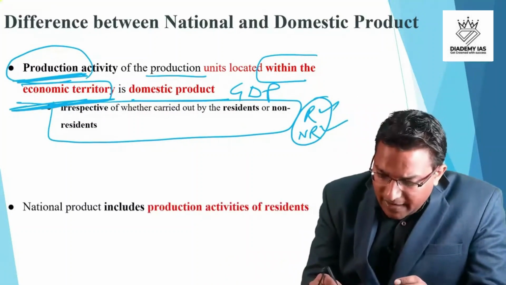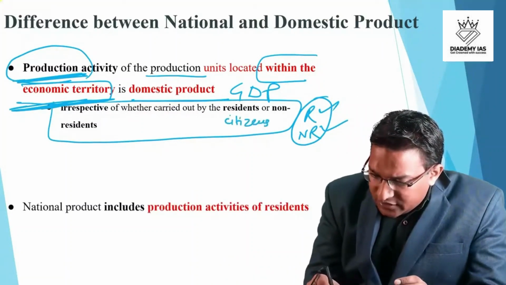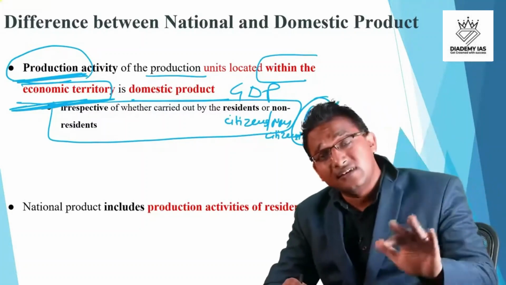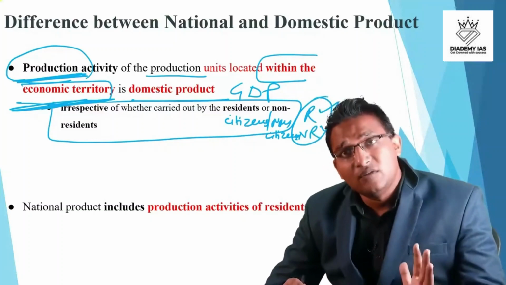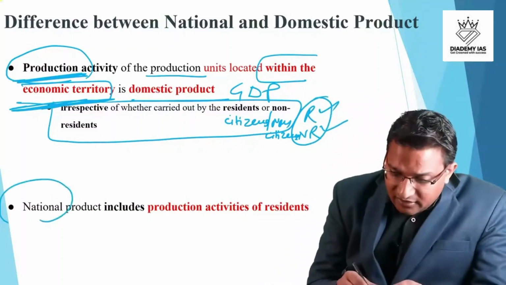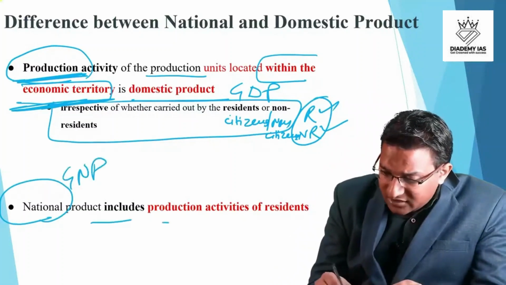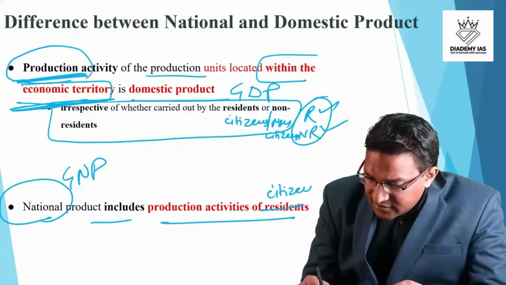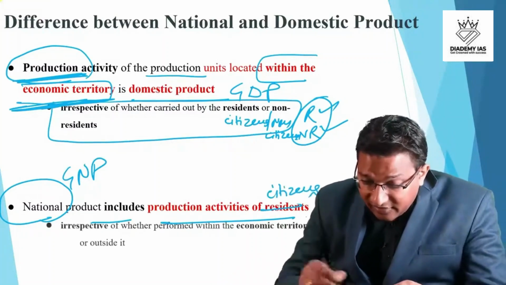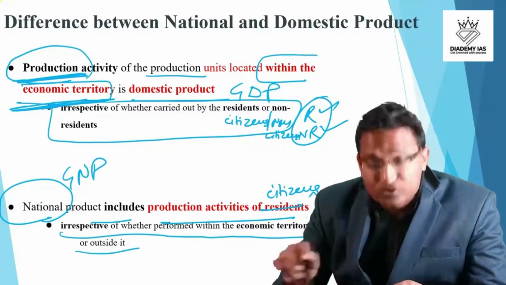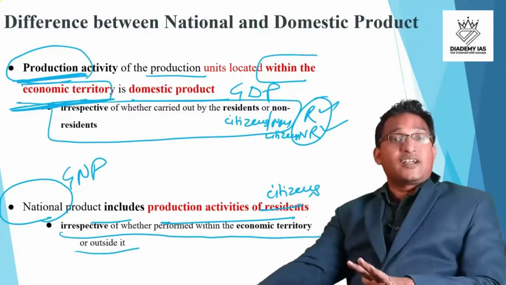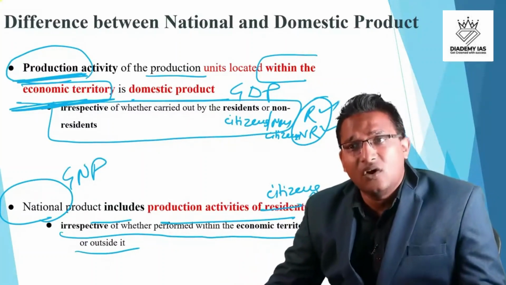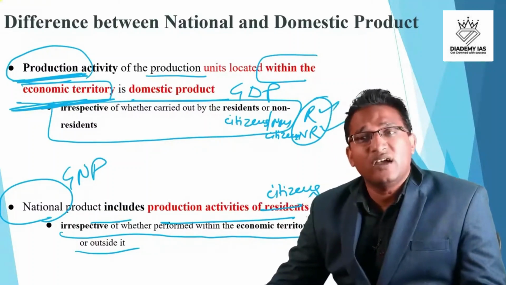And basically the appropriate word will be the citizens or non-citizens, right? So whether this is the citizen or the non-citizen, that will be income of India. National income or GNP includes the production activities of residents, or better word is citizens, irrespective of whether performed within the economic territory or outside. So the nationals of the country, the citizens of the country, whether they are carrying the production activity inside India or outside India, all of that is part of the GNP.